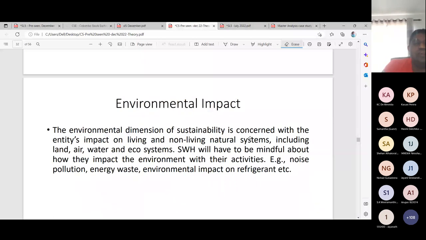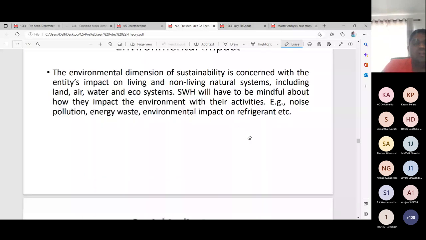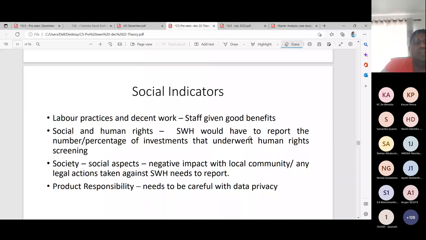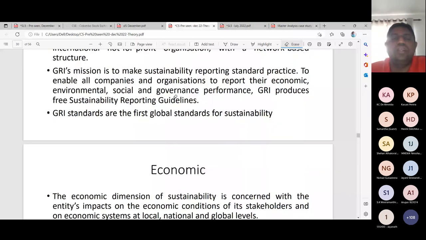Noise pollution, energy waste, environmental impact on refrigerants. Then social indicators, another example area. Social indicators like labor practices, social and human rights, social aspects, for example, CSR activity carried out by us, our product responsibility. These are three main areas focused under this GRI reporting.